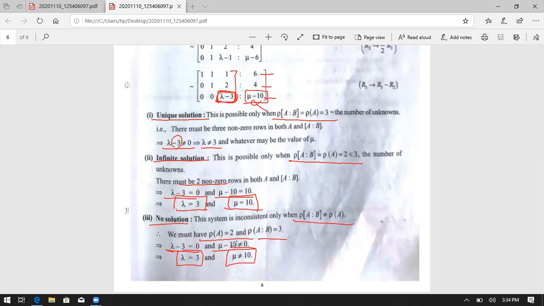Why is rank of AB equal to 3 and rank of A equal to 2? Because we take lambda is equal to 3, which gives 0. So there are 2 non-zero rows in A and 3 non-zero rows in AB. That's why rank of AB is not equal to rank of A. Okay.